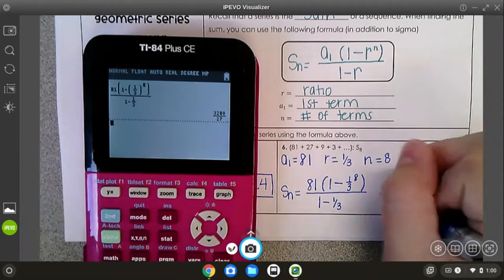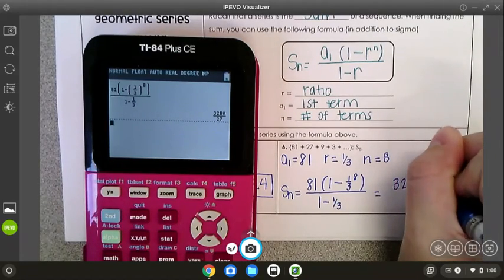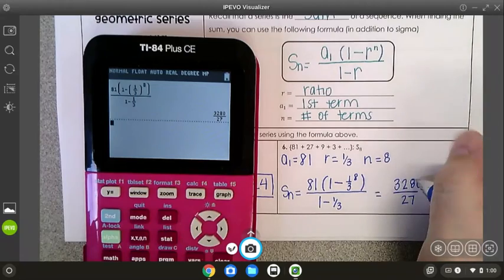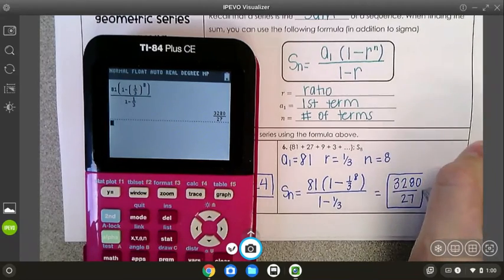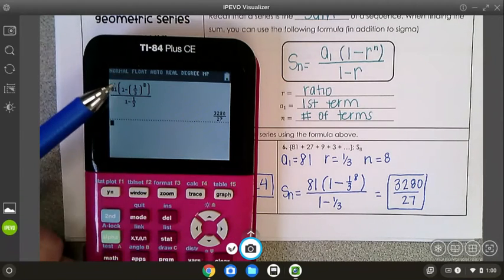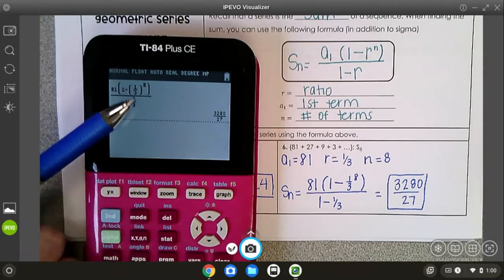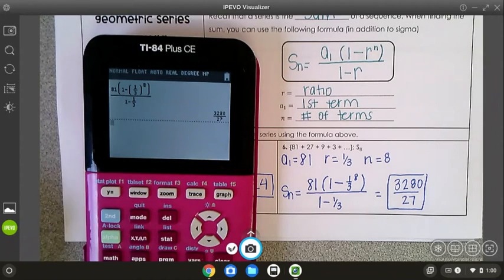Because if you do it correctly, we get 3,280 over 27. If you didn't get this, then you mistyped something somewhere. And you see those parentheses around this top 1/3? I actually did not put those in there. After I hit enter, the calculator added those.